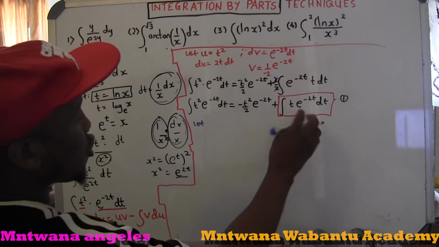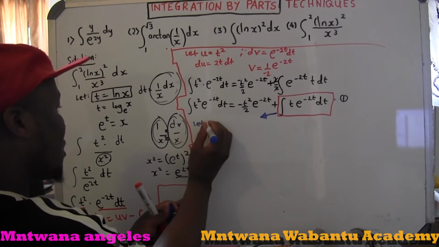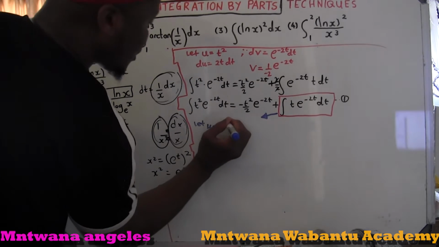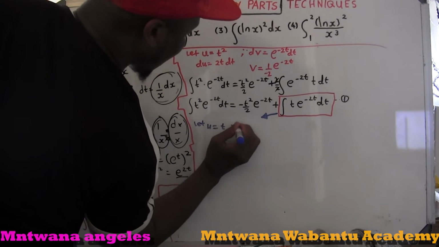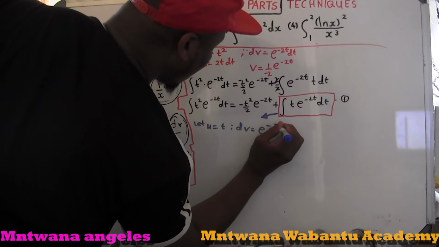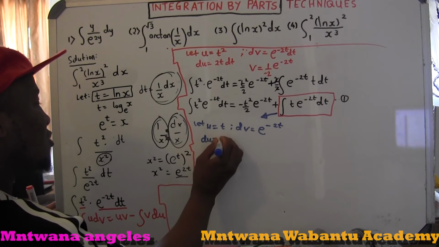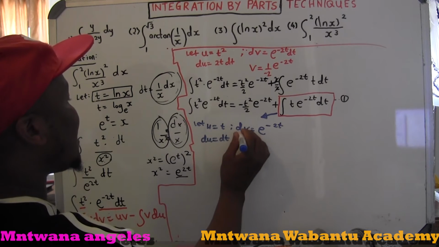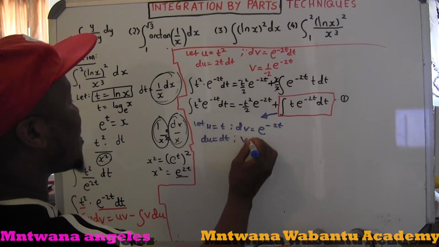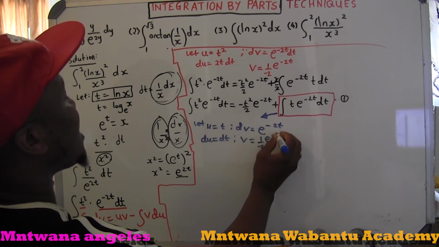So you're gonna have to take these and solve it separately. Let u equal to t, and dv equal to e^(-2t). So let's differentiate here. When you differentiate, du is going to be equal to dt, and when you integrate dv, it's going to give you v. When you integrate, v is going to be 1 over negative 2 e^(-2t).